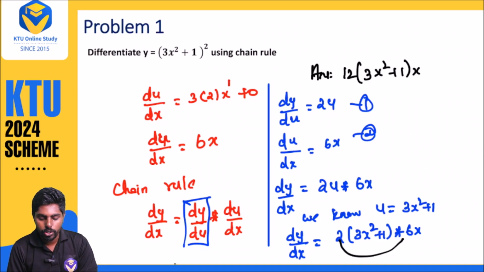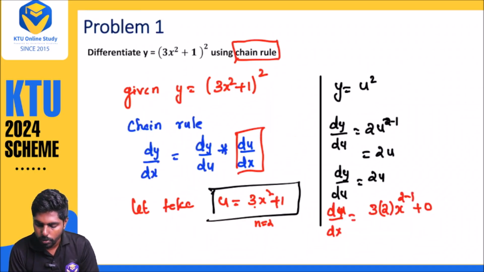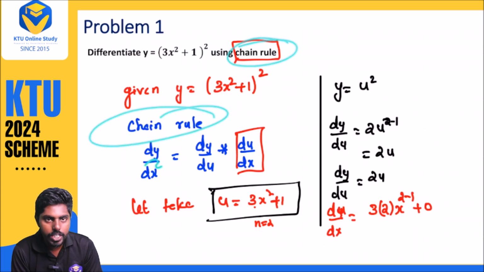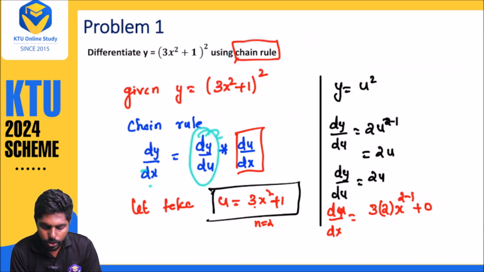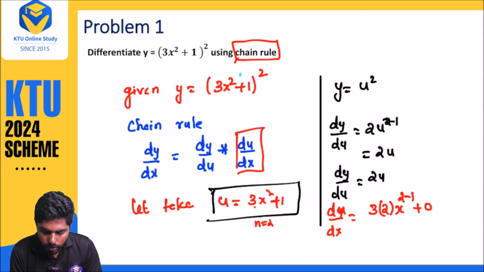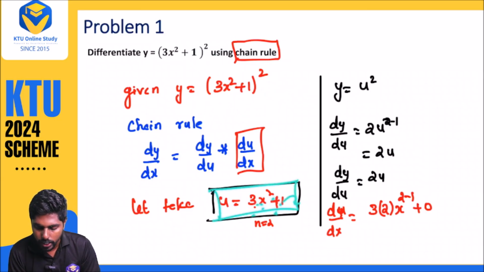So this is the way to use the chain rule formula. Very simple formula. You want to know the formula of the chain rule, that is dy by dx is nothing but dy by du into du by dx. So we are considering y is equal to u of something. We are taking u is equal to 3x square plus 1.